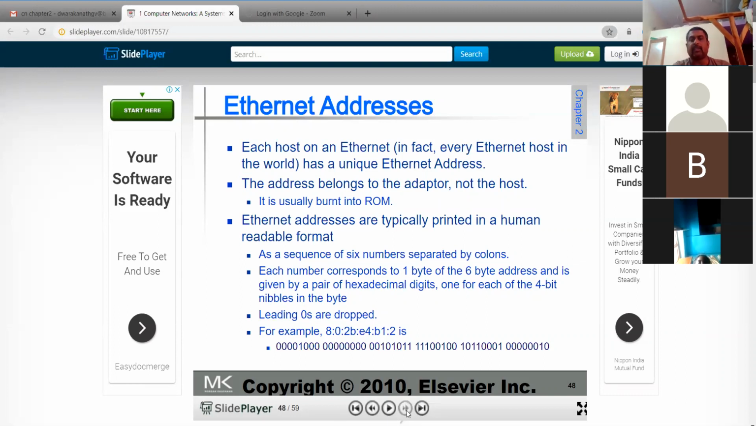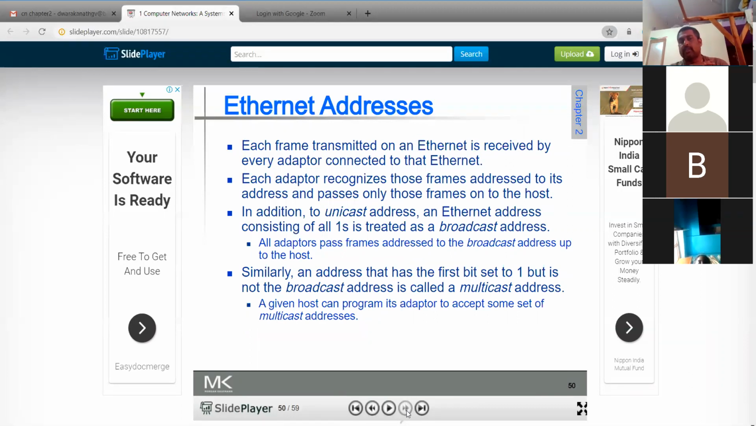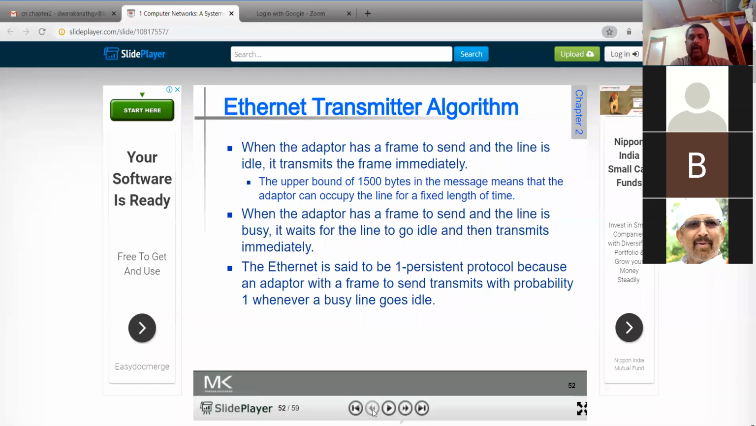Coming to the next thing, the first 3 bytes will be reserved for companies, like our mobile numbers, as I told in the last class, where the uniqueness of the MAC address will be maintained. And in the last class, we discussed that for a unicast, the MAC address will be used, that is a single source and a single destination. If it is broadcasting, all ones will be there. And if it is a multicast, meaning many sources and many destinations, then the first bit will be 1. That also we had discussed in the last class.